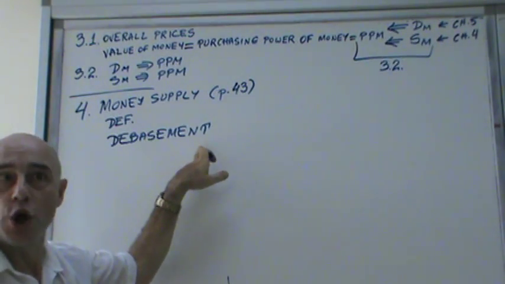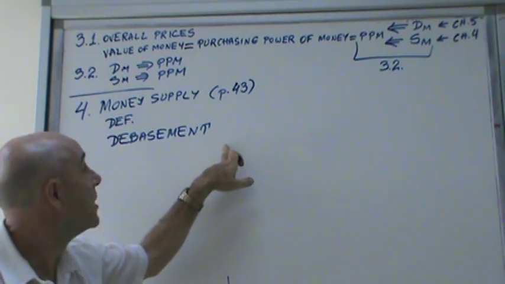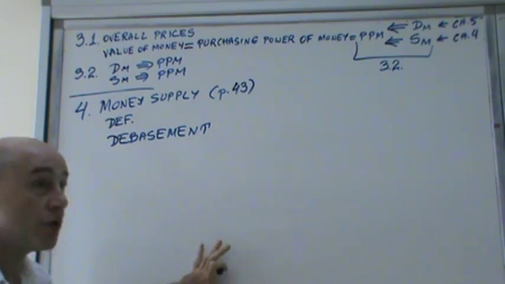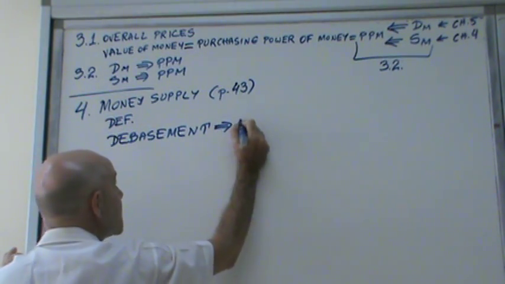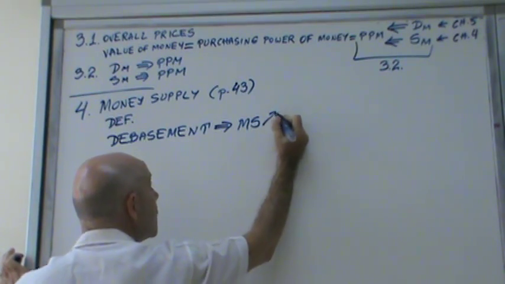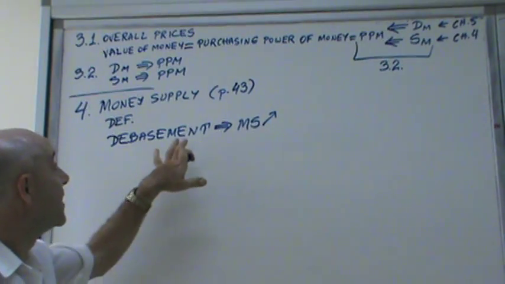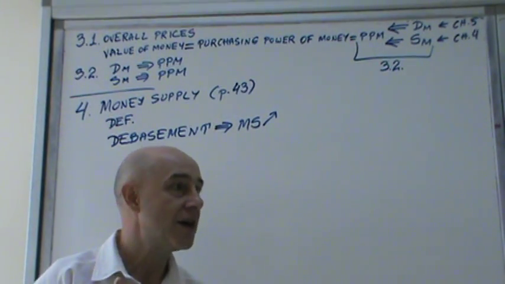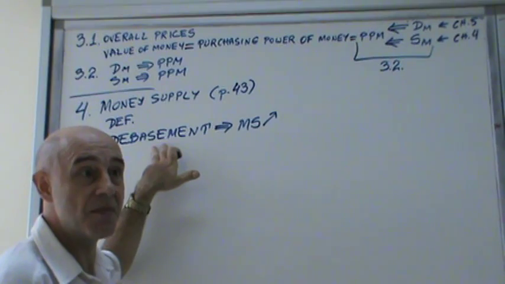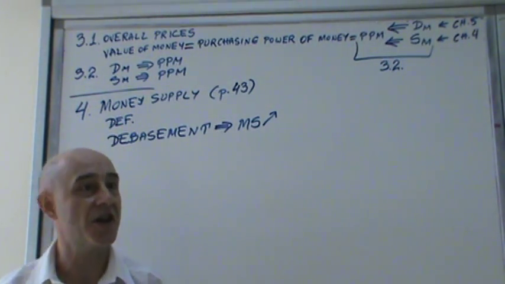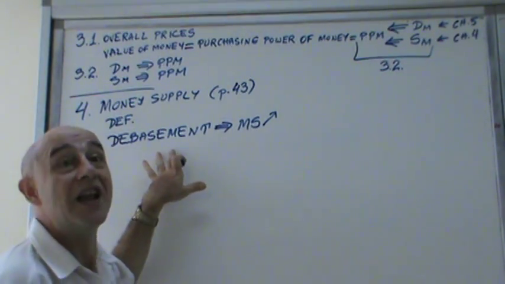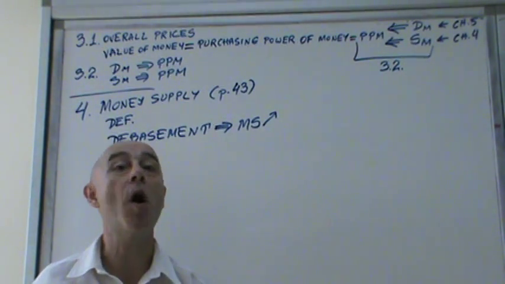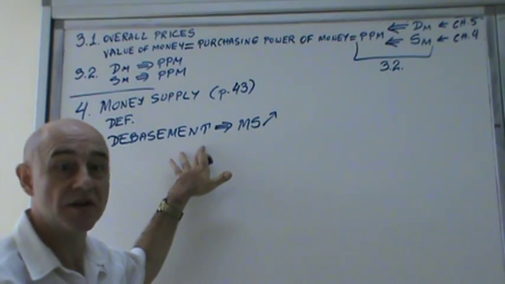Debasement means lowering the precious metal content of a coin. So, when you have debasement, debasement causes money supply to increase. The increase in money supply is the profit, the gain of those who debase the money. It is in their interest. If you're the king, if you're the government likes to debase money. It wants to debase money because part of that money they can keep for themselves and pocket for themselves.